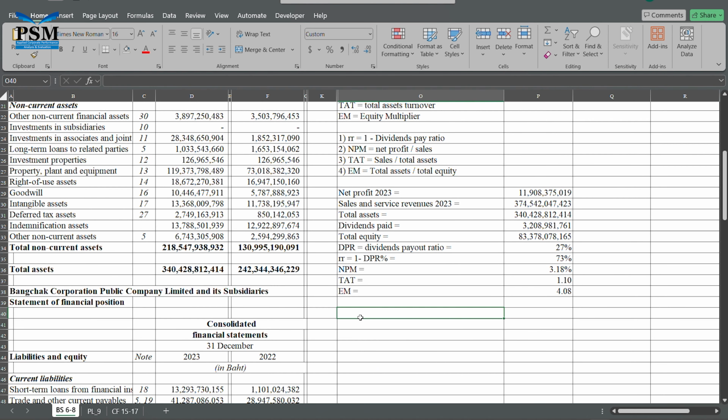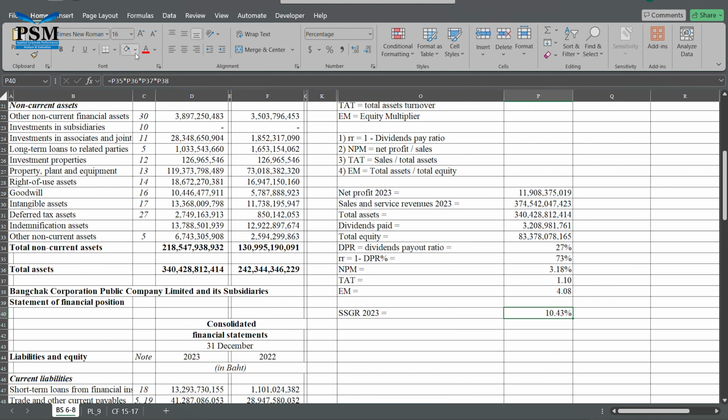Now we have all 5 variables needed to calculate the SSGR for the year 2023, which equals the retention ratio, 73%, multiplied by net profit margin, multiplied by TAT, multiplied by EM. The sustainable growth rate of the company turns out to be 10.43%.